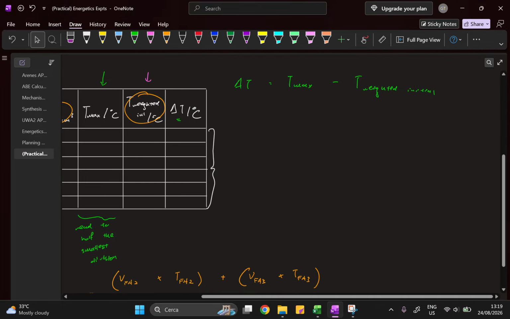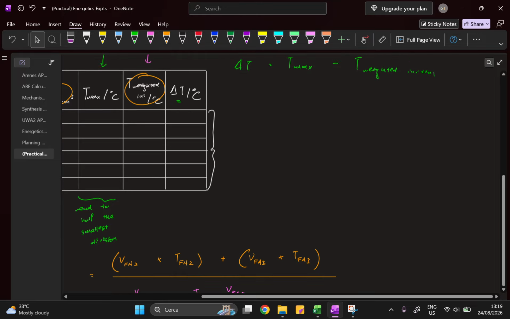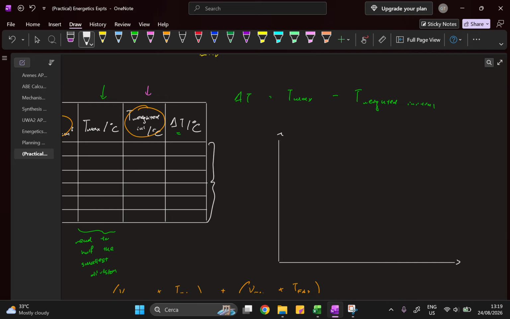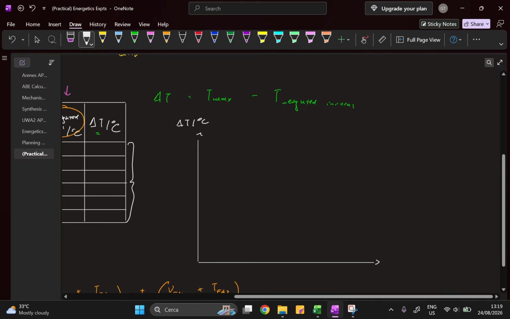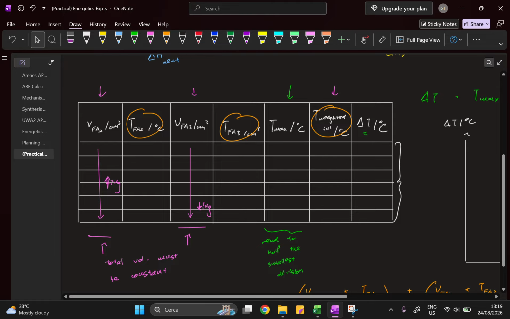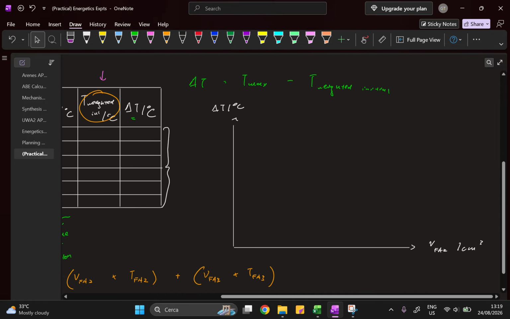And basically what you are going to get is from this table, you are then going to sketch a graph. So you need to be familiar with at least roughly the shapes of the graph for all 3 experiments I'm about to talk about today. You are going to plot delta T in degrees over the volume of FA2. Because remember, ultimately, my total volume is going to be constant. As I increase the volume of FA2, I also have to decrease the volume of FA3 in order to keep the total constant.